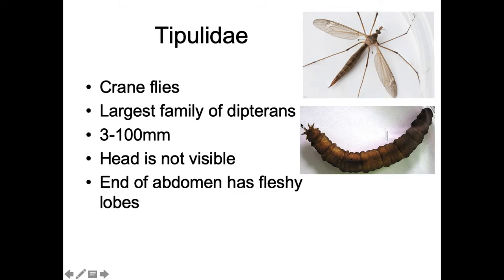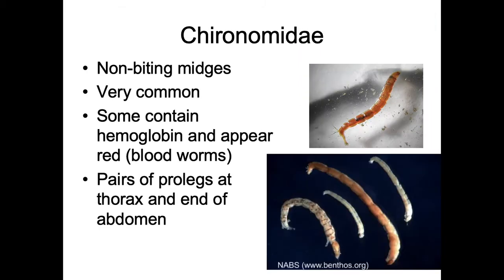So you're going to see these fleshy lobes on the end of the abdomen. So this is the butt end. The head end is up here, and you can't see their head because it's deep inside their flesh. You'd have to dissect them to see the head. So if you see a long, squirmy thing that has these segments and these fleshy lobes at one end, it's Tipulidae.